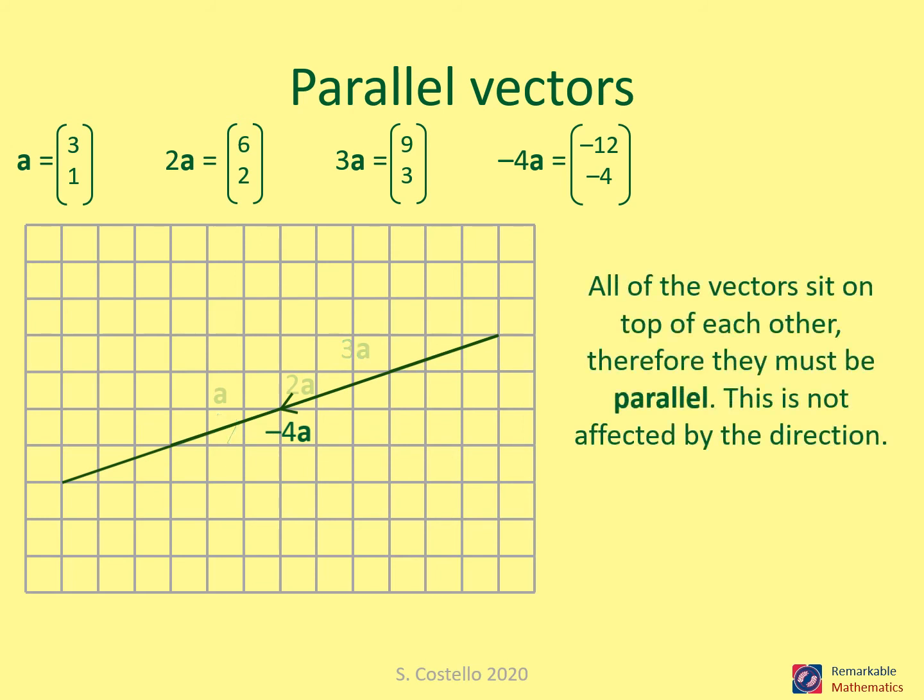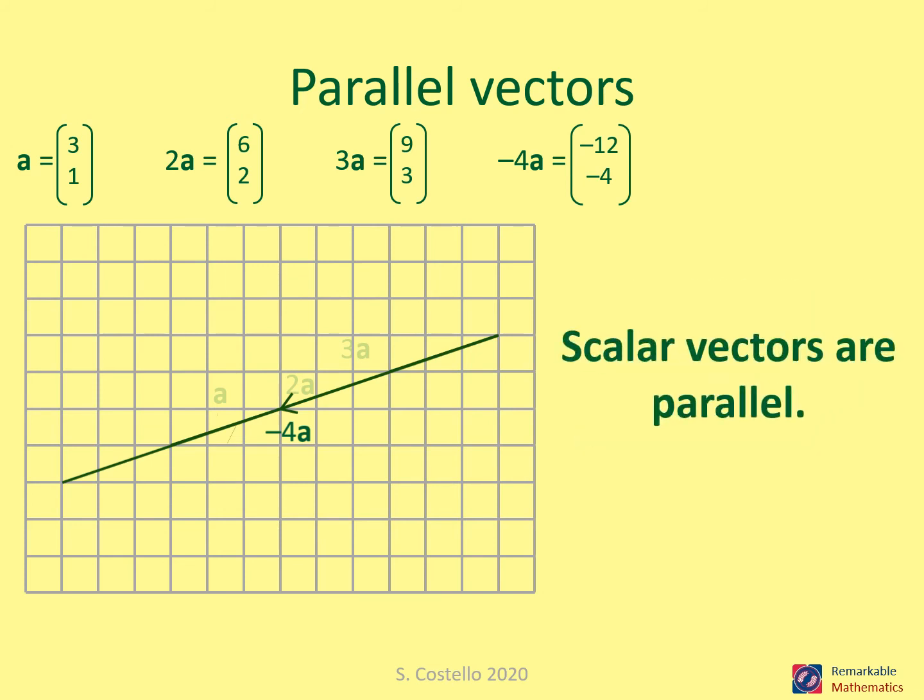All of the vectors sit on top of each other. Therefore, they must be parallel. This is not affected by the direction. Even the -4A was still parallel to the other ones. Scalar vectors are parallel.